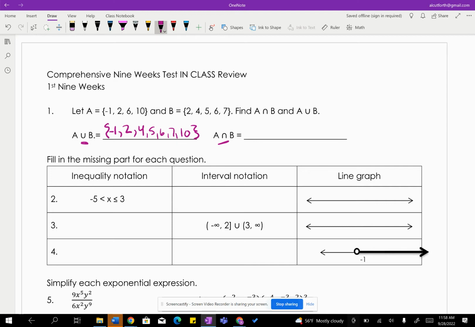2 is in both sets. 6 is in both sets. Is that it? So those are the only numbers that are in the intersection, right? The intersection is just those two numbers. And you're putting the squiggly brackets because we're just listing the numbers, right? This is not an interval of values.